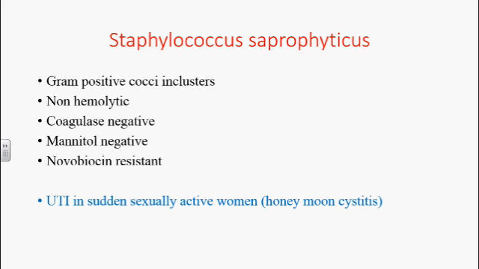These organisms cause urinary tract infections in suddenly sexually active women, and this can be referred to as honeymoon cystitis. This infection can normally be seen in women who are newly married. We can see this urinary tract infection, especially urinary bladder infection. In this condition, the patient will suffer with dysuria, pain during urination, and increased frequency of urination.